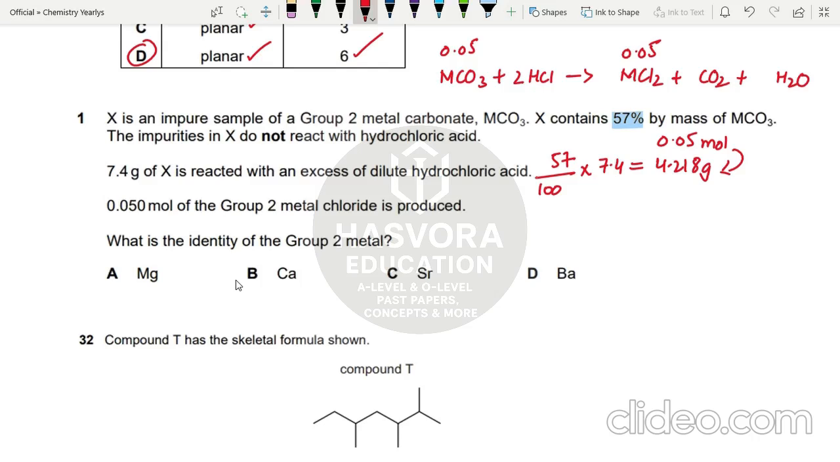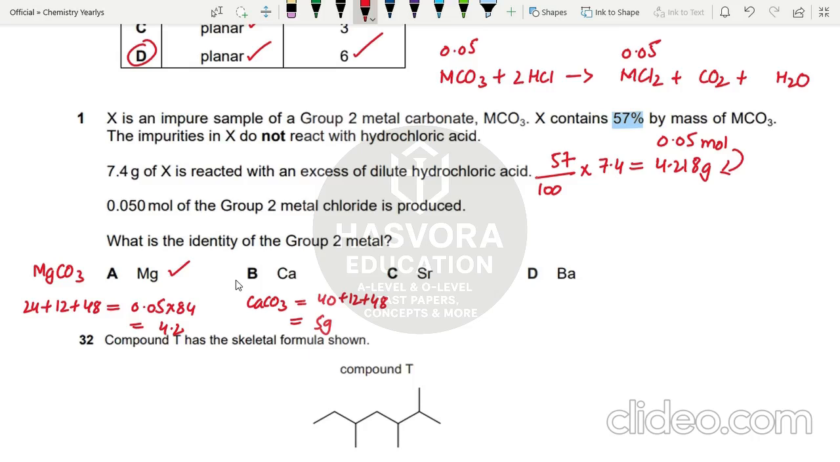The carbonate for the magnesium will be MgCO3. So 24 plus 12 plus 48 for the oxygen. It comes out to be 48 plus 12 plus 24, which is 84. So let's find 0.05 into 84. This comes out to be 4.2. This seems to be the correct one. Now let's check for the calcium carbonate. Calcium carbonate is 40 plus 12 plus 48. So 88 plus 12 is 100, and 0.05 will be 5 grams here.